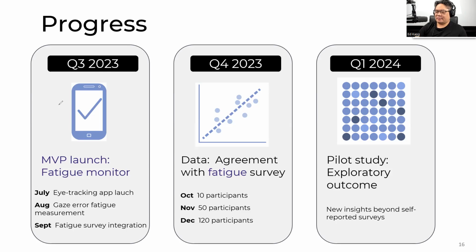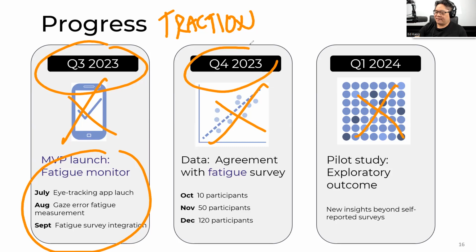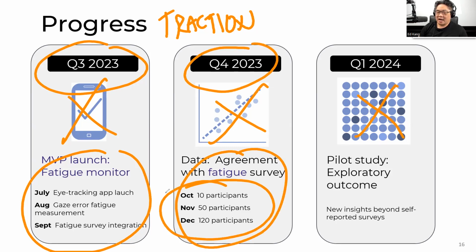Here's your progress slide, which is another word for traction. You want to demonstrate what you've done already. And I like what you've got here. We can reorganize, because these graphics, they really don't mean anything. So you've got Q3 2023, you launched the MVP. Great. Q4 2023, you've got these participants doing it. I like this because it's showing growth, which is great.